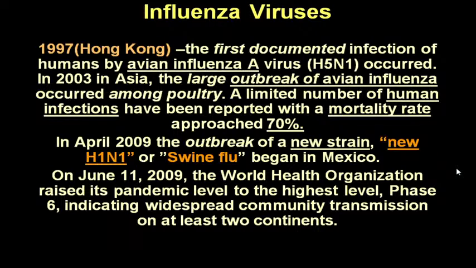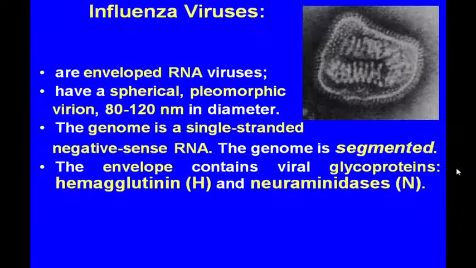And this was a virus that originated from the mixing of the genomes of different types of viruses: human viruses, bird flu virus, and pig viruses. So it was a virus that happened as a result of gene reassortment. We'll discuss it later on.